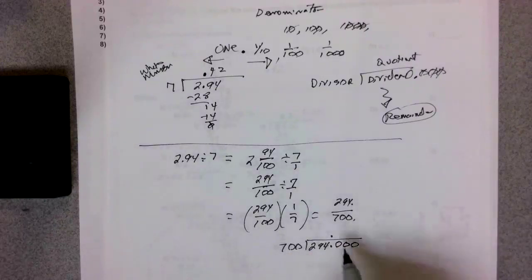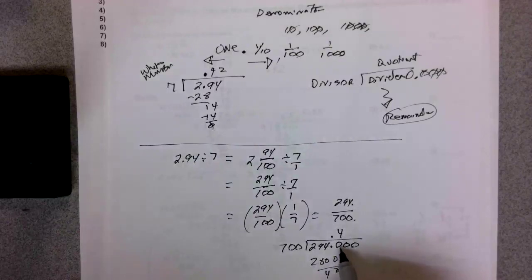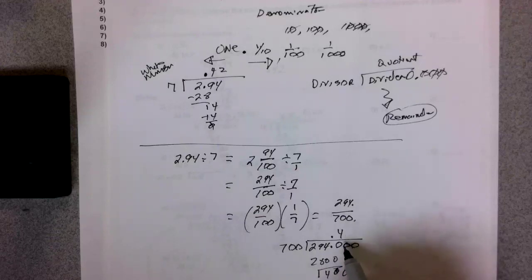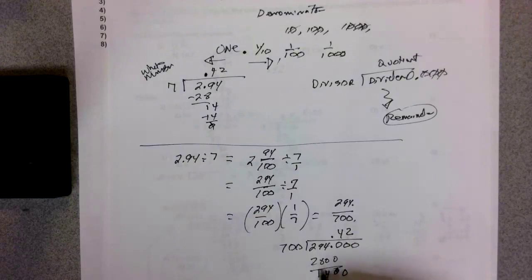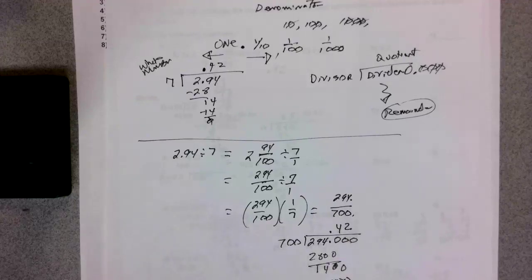So now, notice, let's see, 4, 1, and bring down the next 0, and 700 goes into 1400 2 times, and I get 1400, and I get a remainder of 0. So notice the answer is still 42 hundredths.